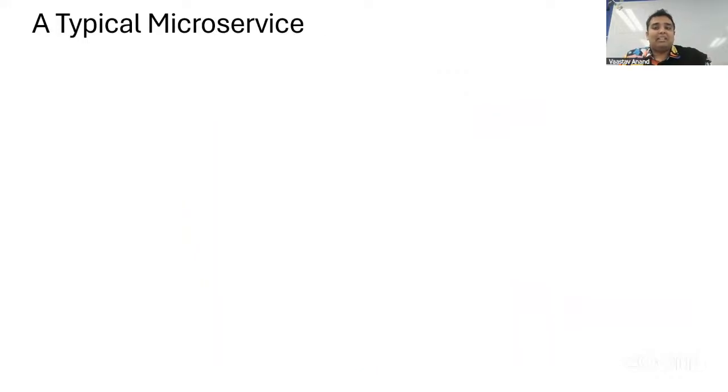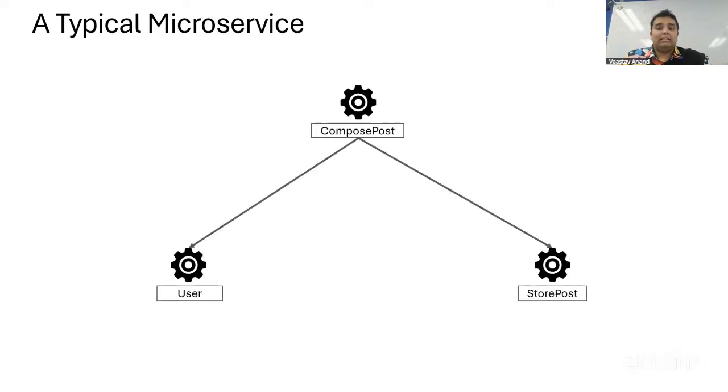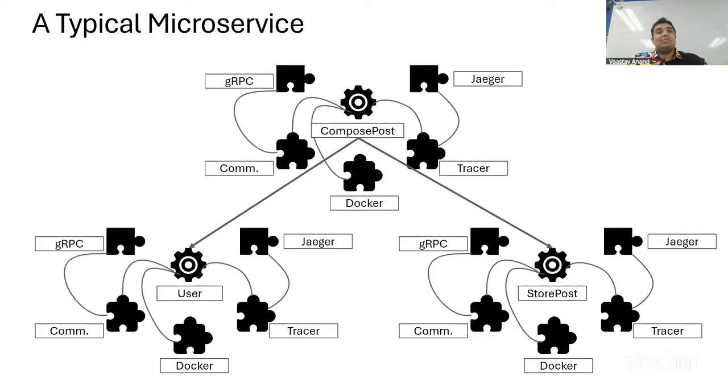In a microservice application, a typical microservice serves a single capability. For example, a compose post service in a social network application would only be responsible for creating posts. These services are loosely coupled and are connected over the network. To orchestrate the execution of these services, we typically use common libraries and frameworks for adding desired features such as tracing, or even implementing the communication framework, like, let's say, gRPC.